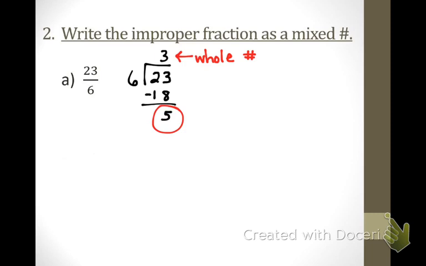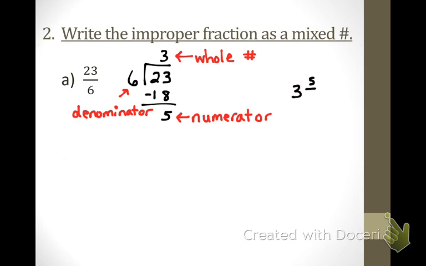Do you guys know what this 5 is going to be? The numerator. Okay, so now I need a denominator. Which number is going to be my denominator? The 6. Okay, so those are the 3 parts that we need for our mixed number. So what is my final answer? 3 and 5/6. 3 5/6 is correct. We're going to go ahead and do example B.